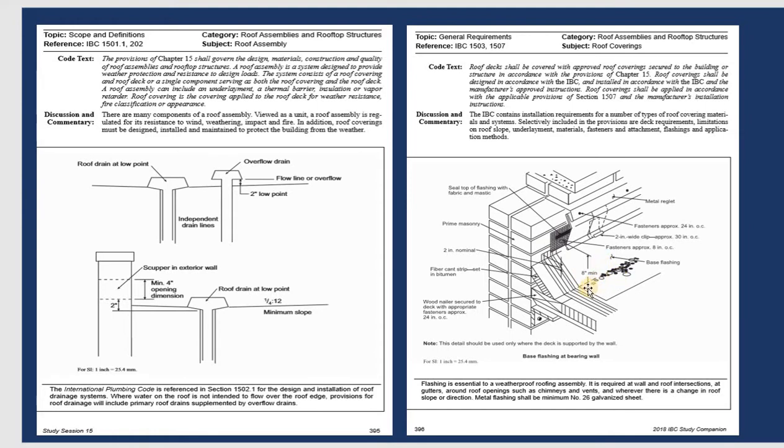And on this side they allow from the deck up to the mastic is 8 inches minimum. This material they call the base flashing. The fastener is outside, and a 2-inch wide clip approximately 30 inches on center. And the metal counterflashing is on there. This is one section where you can see the base flashing at the bearing wall.